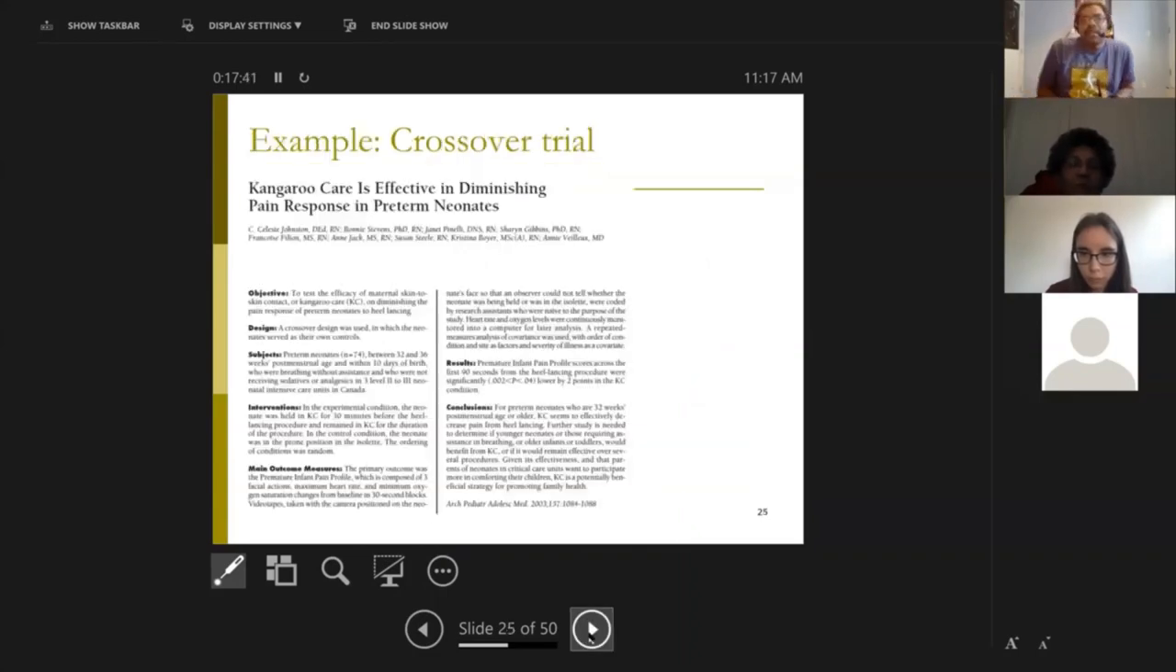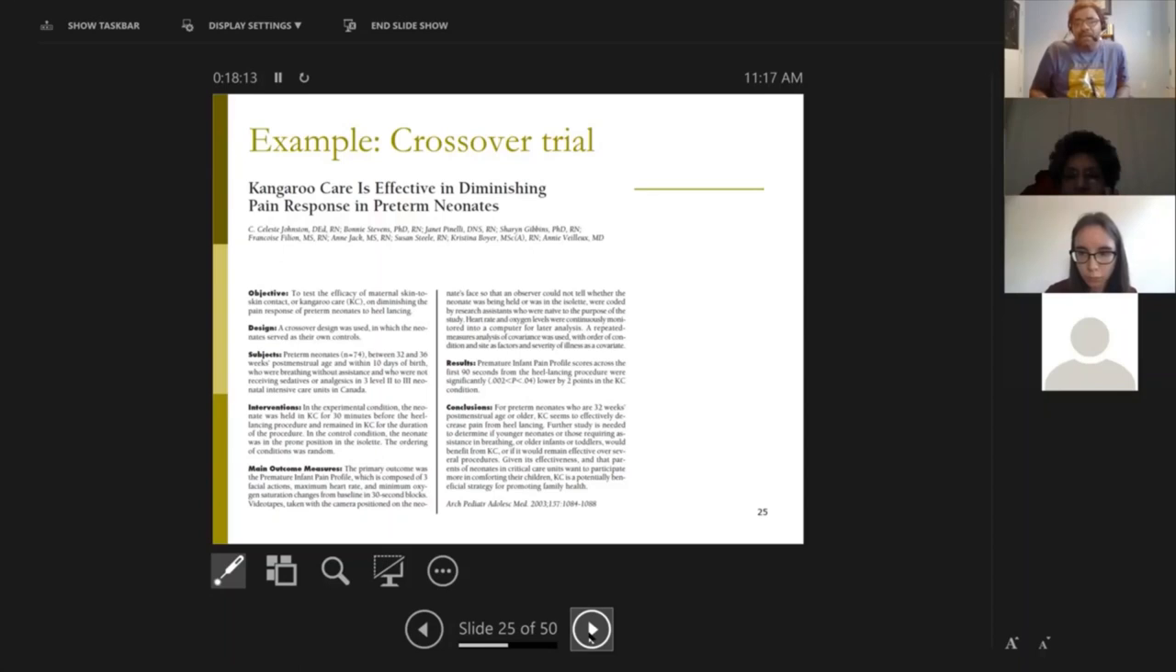So here is an example of a crossover RCT. It's kangaroo care, where a baby is held very close to a mom's chest, skin-to-skin care, effective in diminishing pain response in preterm neonates, right? You know, getting blood from a neonate is very, very difficult. We have to do something called a heel prick. You take the tiny baby's heel, squeeze it, and then you lance it and you drain the blood, because getting a vein on them is very difficult, right?